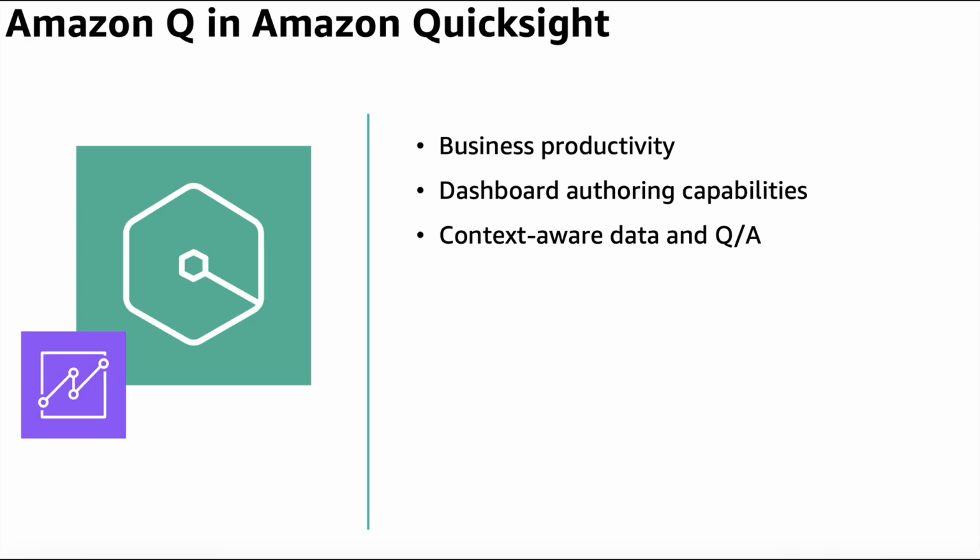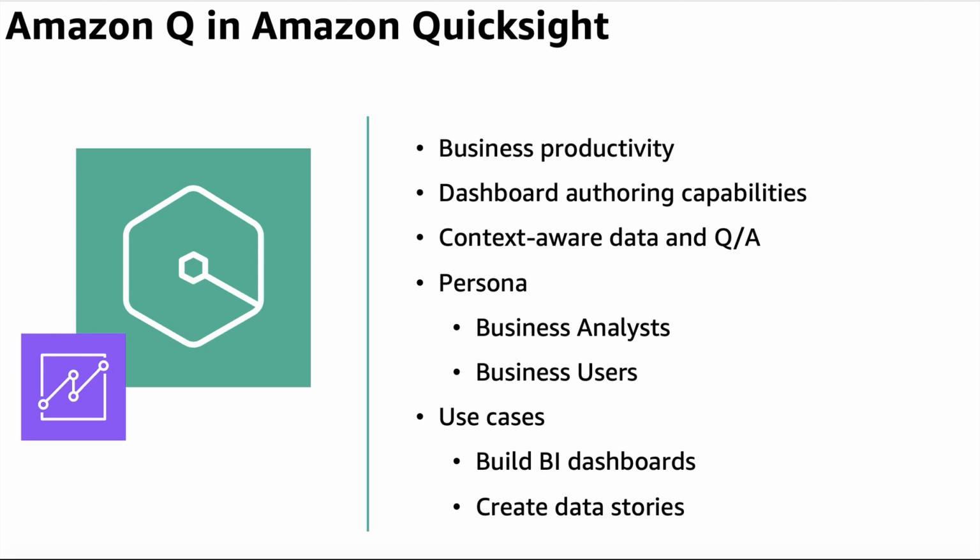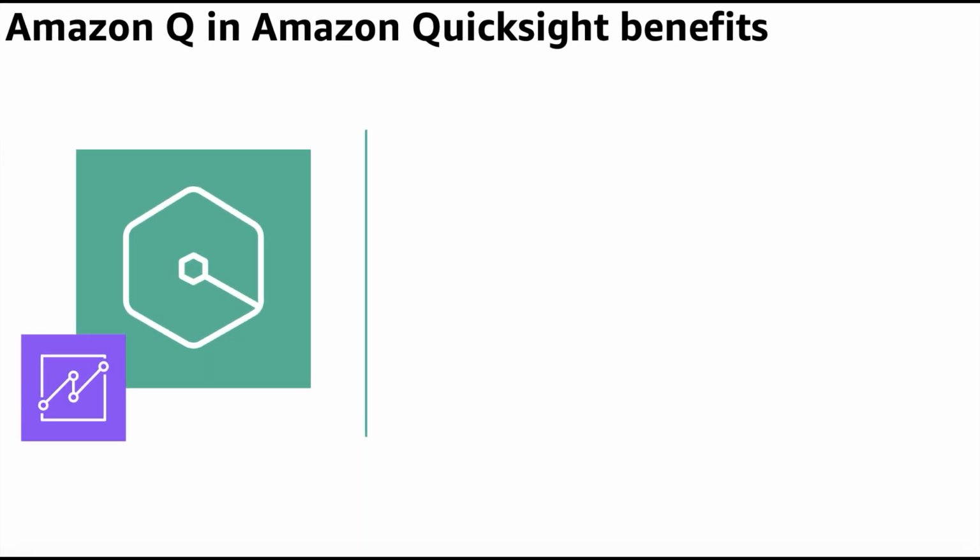Amazon Q in QuickSight makes it straightforward for business users to understand data with executive summaries, a new context-aware data Q&A experience, and customizable interactive data stories. The target persona for Amazon Q in QuickSight includes business analysts and business users. Some of the use cases for Amazon Q in QuickSight include building BI dashboards, visualizations, calculations, creating data stories, executive summaries, and scenario planning.